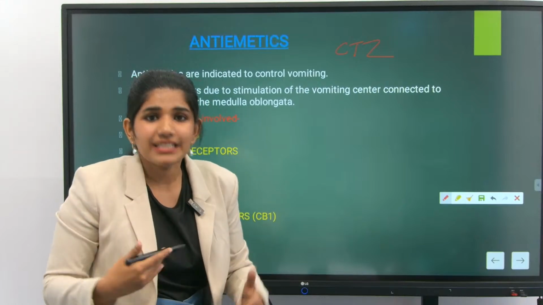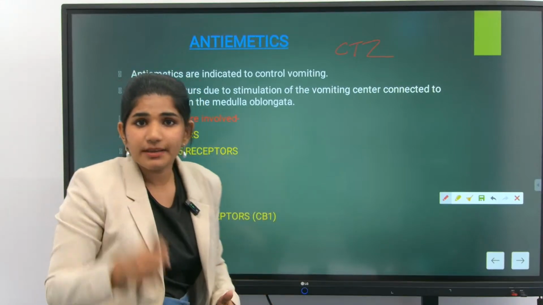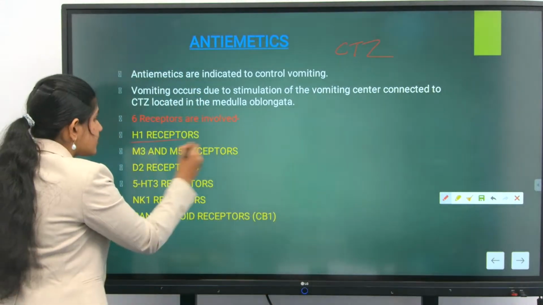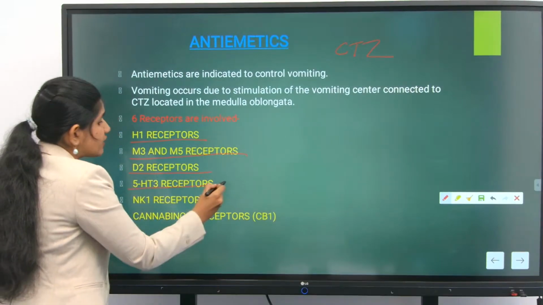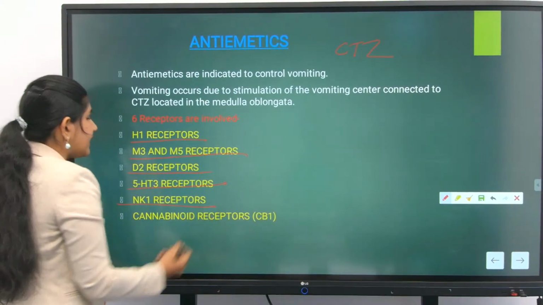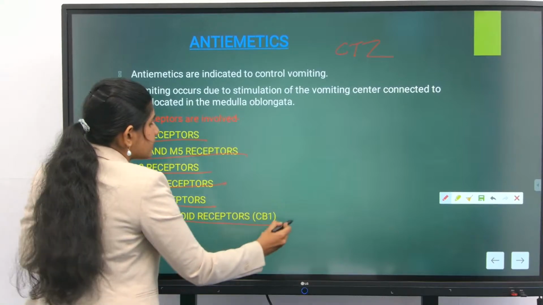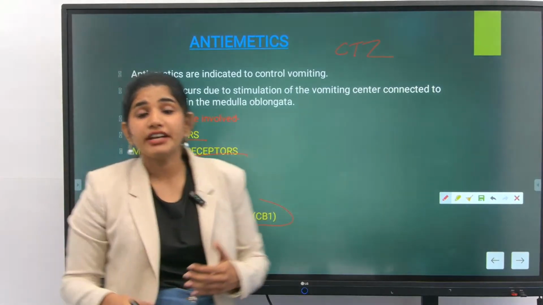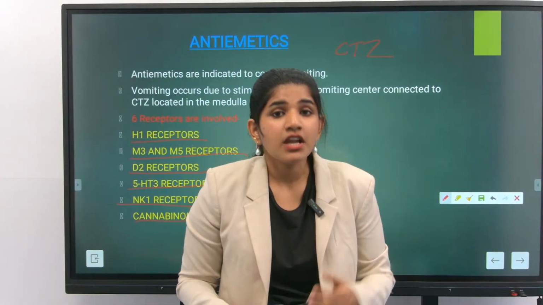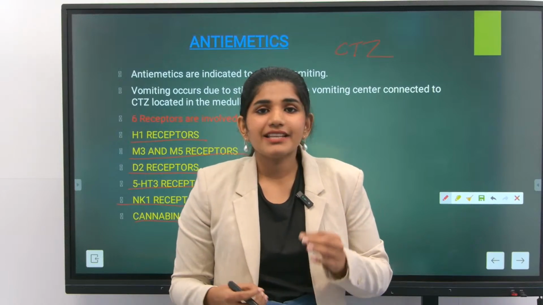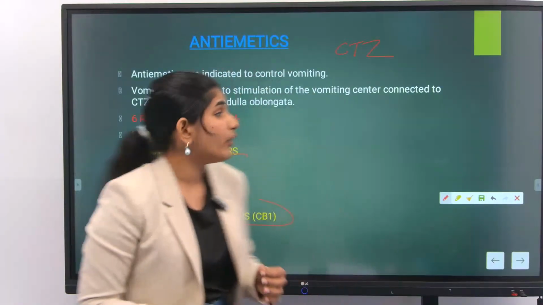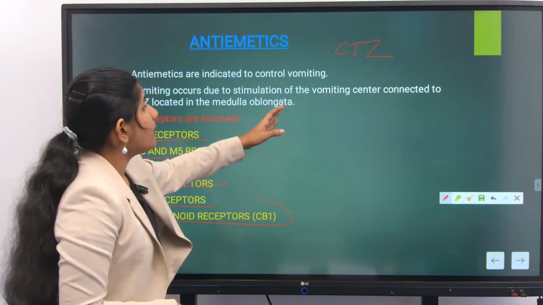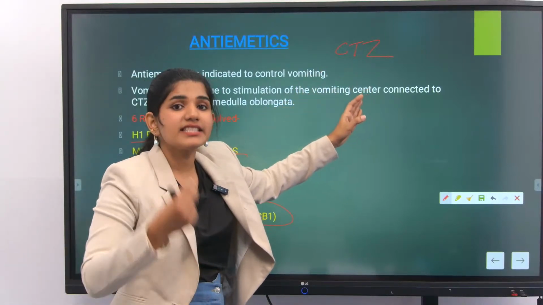We have many receptors. There are 6 types of receptors involved. Which are they? H1 receptors, M3, M5 receptors, D2 receptors, 5HT3 serotonin receptors, NK1 receptors, and cannabinoid receptors, that is CB1 receptors. So if any of the vomiting receptors get stimulated, this stimulation goes to the vomiting center.